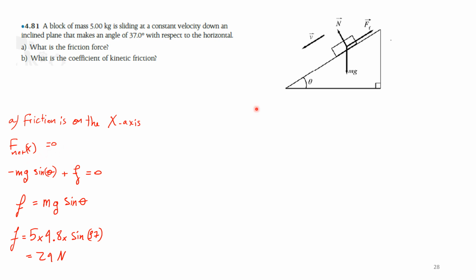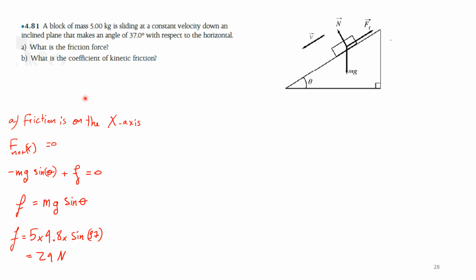So what are the forces on the x-axis? It will be the friction. The friction is on the x-axis, in this direction, and we have a part of the mg. Mg means the force of gravity. So part of the force of gravity is also on the x-axis. That's why we use mg sine the angle, and it's negative because it's downward. So it's minus mg sine the angle, because it's opposite to the angle, so we use the sine function. So minus mg sine the angle plus the force of friction equals 0.